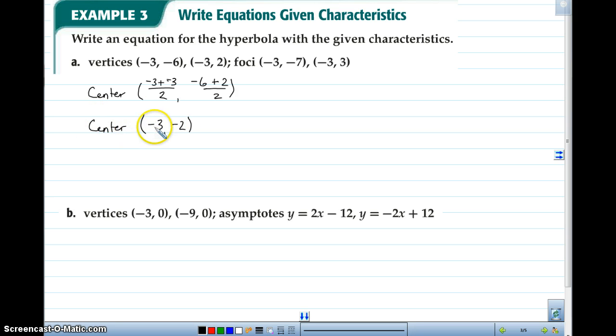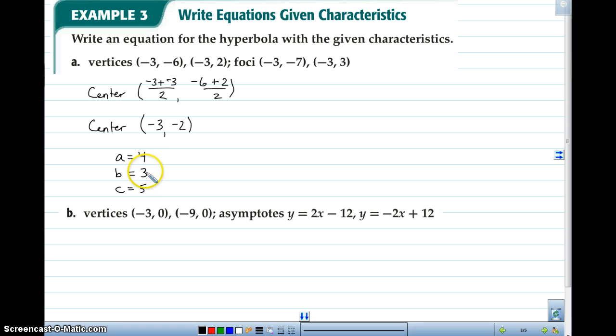If I find the distance from the center to the vertex, that will tell me what a is. You can pick either vertex, it's 4 units away from both of them, so a is going to be 4. We're not going to be able to find b unless we use our formula, so I need to figure out what c is first. c is going to equal the distance from the center to the foci, so -3, -2, that's 5 units away from -3, -7, so c is going to be 5. And then we can use a squared plus b squared equals c squared to get b. You're going to see that b is equal to 3. It's a 3, 4, 5 triangle right there.